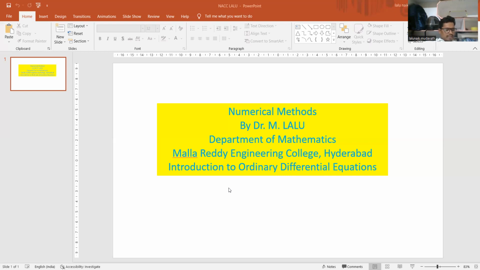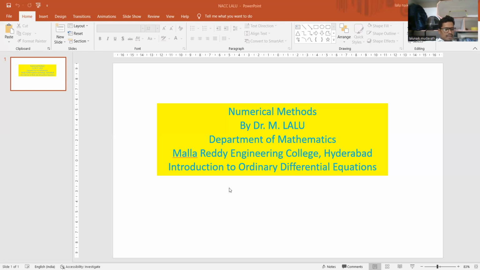So let us take next boundary value problems. On the other hand, in the boundary value problem, the conditions are prescribed at two or more points, usually at two, say x is equal to a and x is equal to b, where b is always greater than a. So in this case, the solution is required in the domain x belongs to [a, b], which is bounded.